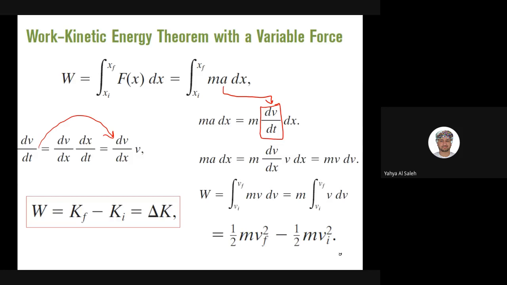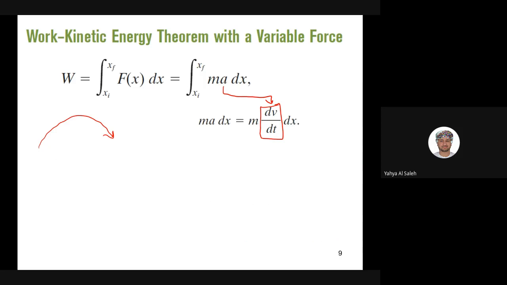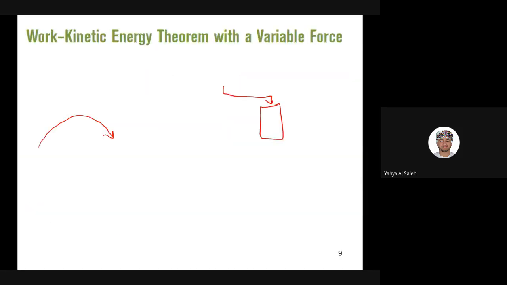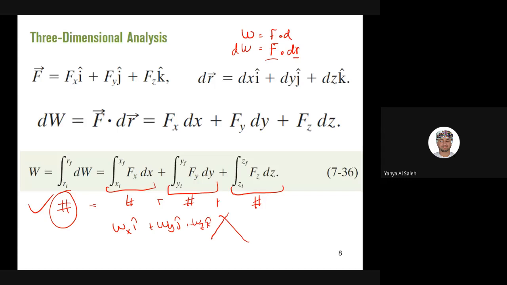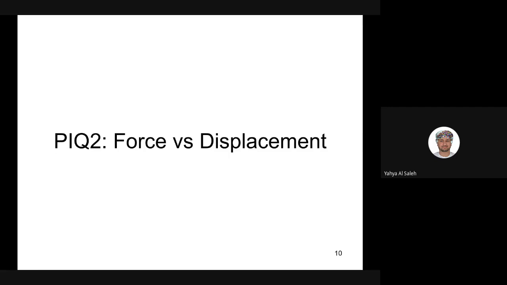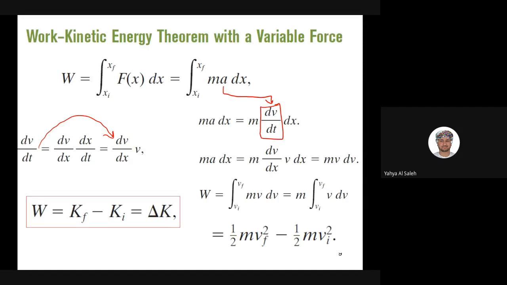Where is that? It must be W total, not just W. Here you mean? Yes, W equals delta K. W is the total work. Yeah, W is the total work.